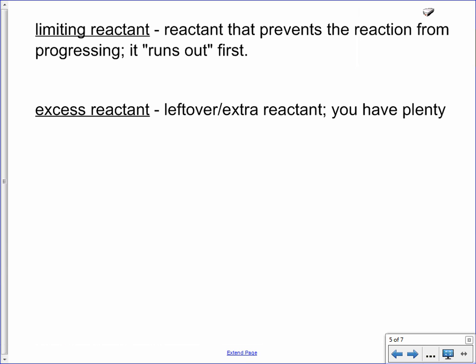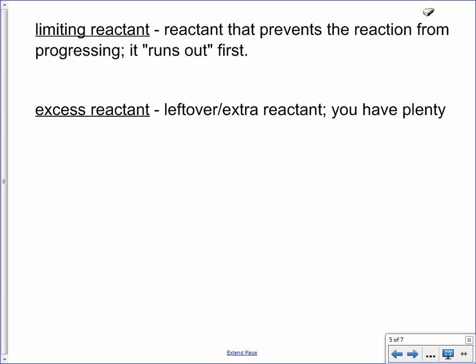Alright, so for this video we're going to talk about limiting reactants and excess reactants. Sometimes you'll hear them called limiting reagent or excess reagent. So basically what a limiting reactant is, it's the reactant in a chemical reaction that prevents the reaction from progressing or from continuing. Basically it's what runs out first. And the excess reactant is what you have extra of or leftover of. Basically you have plenty of it.